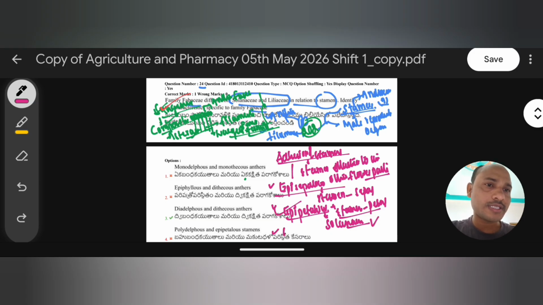Sometimes there is also epiphyllous stamen. It means the stamen is attached to the perianth. Here phyllum means perianth. Perianth means the sepals and petals are integrated with each other and form a single structure. If the stamen is attached to the perianth, such a stamen is called epiphyllous, which is most common in the Liliaceae family. Very important. In Liliaceae we see epiphyllous stamens. In Solanaceae we see epipetalous conditions, and in Fabaceae we see diadelphous stamens. Remember. Like that, we have different types.